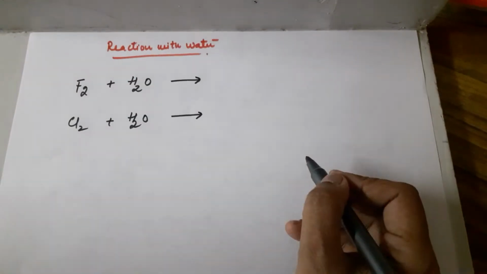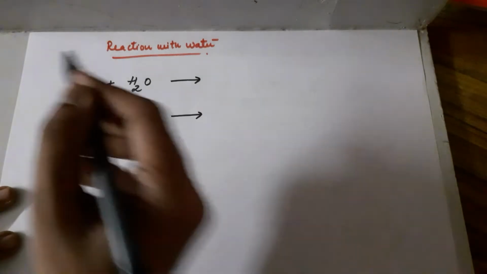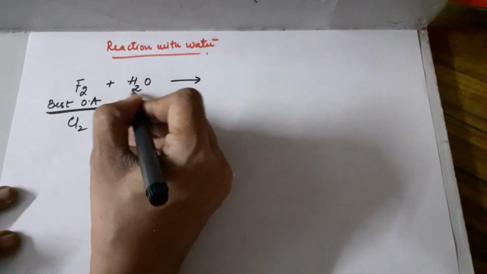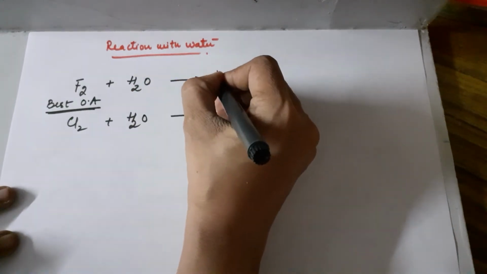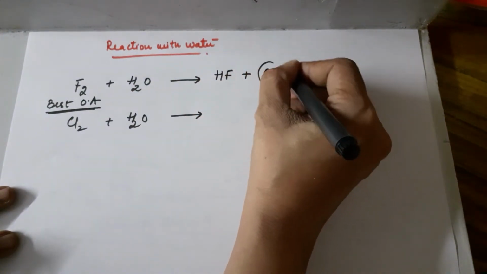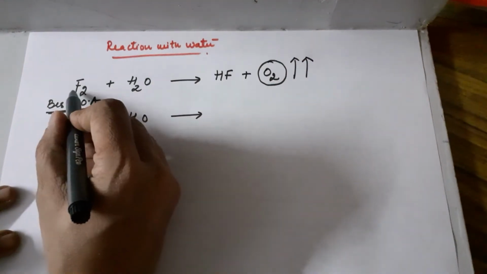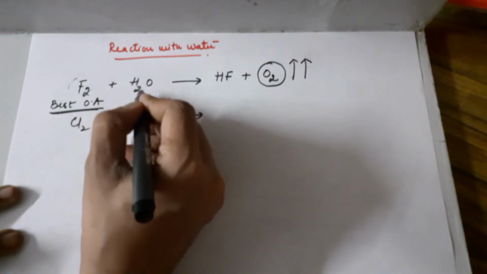Moving on, the next important property is the reaction with water. When fluorine reacts with water, now fluorine is the best oxidizing agent to an extent that it oxidizes water, takes away the H, that is forms HF, and liberates oxygen, which clearly shows that you would have oxygen gas liberated if you immerse fluorine gas into water.